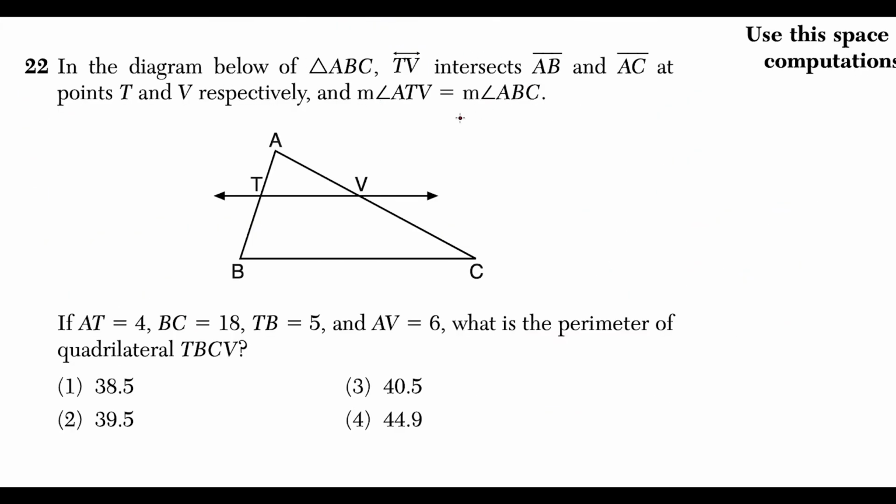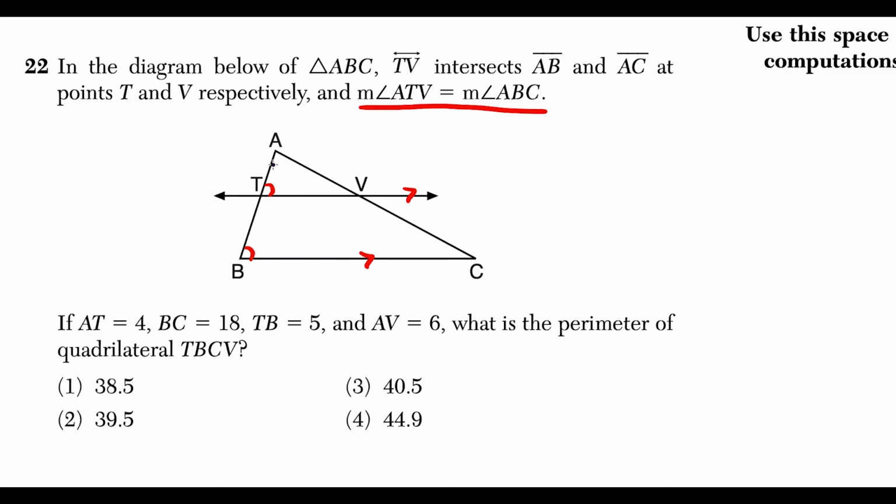So question 22, all this given information tells us what's going on in this diagram, except this part. This is something new. The measure of angle ATV is equal to the measure of angle ABC. Now, because these corresponding angles are the same, that means that these two lines are parallel, and that tells you that triangle ATV is similar to triangle ABC. So that's just something that jumps out at me right away.